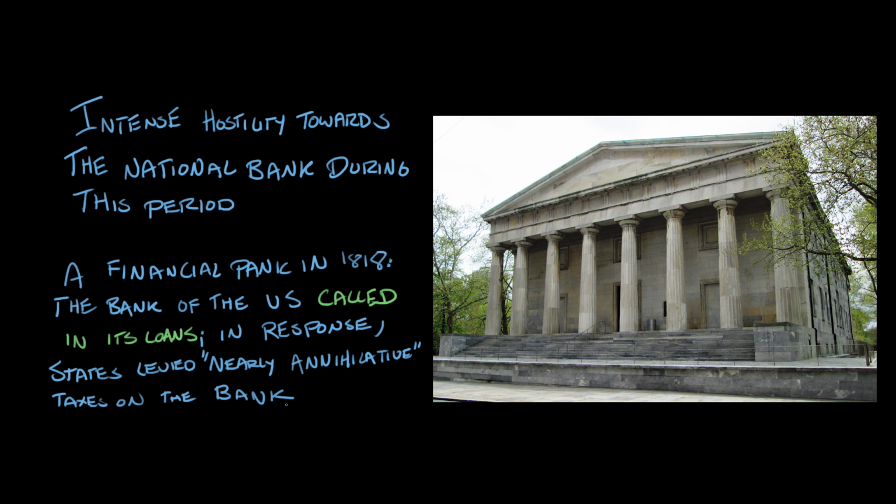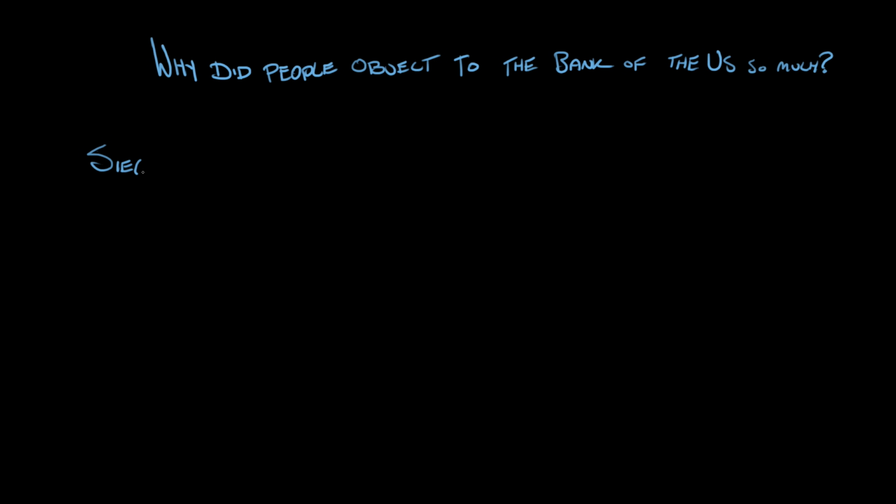I find this very interesting because this is something that we talk a lot about in the early 19th century, the Bank of the United States, and what was good about it and what was bad about it. And there are certain people who were certainly enemies of the bank, like Thomas Jefferson and then later Andrew Jackson. Why did people object to the Bank of the United States so much? Yeah, there were a variety of objections.